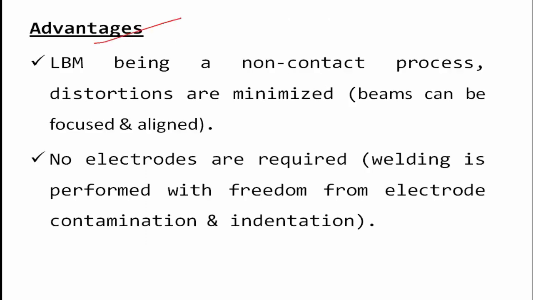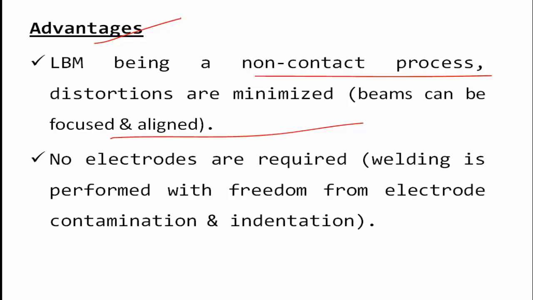Next, what are the advantages of the laser beam welding process? The laser beam is not in direct contact between the workpiece and the source. It is a non-contact process, so distortion is very low. In shielded metal arc welding, high heat is produced in a particular zone, so distortions and residual stresses form in the material. These are avoided here because of the focused and aligned beam. This is a big advantage of laser beam welding.